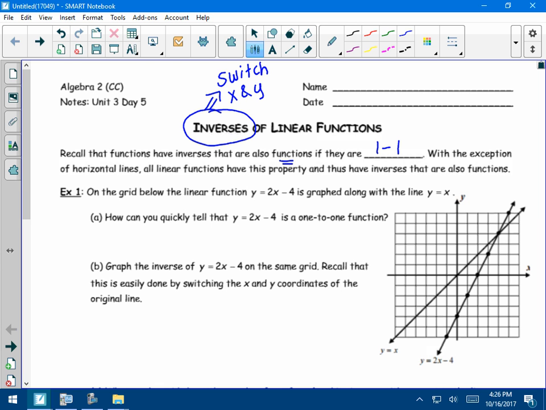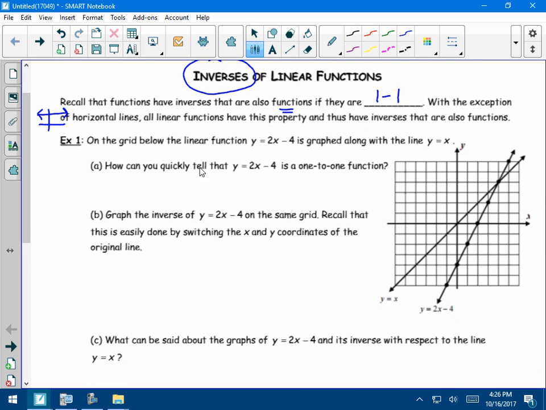Remember what one-to-one meant? So it says with the exception of horizontal lines, all linear functions have this property and thus have inverses that are also functions. Now horizontal lines are the one difference. A horizontal line would not be one-to-one because it would obviously fail a horizontal line test. Okay, come back to that later.